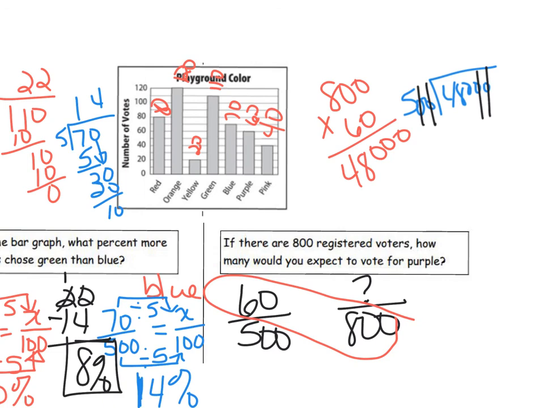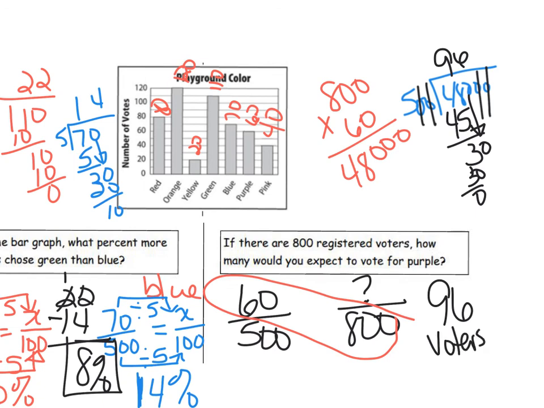So 5 into 48 goes 9 times, right? So that's 45, remainder is 3. Bring the 0 down. 5 into 30 is 6 times, so that's going to be 0. So that means what? 96 what? What does a 96 represent? 96 voters, right, will choose purple. So 96 voters will choose purple out of the 800.